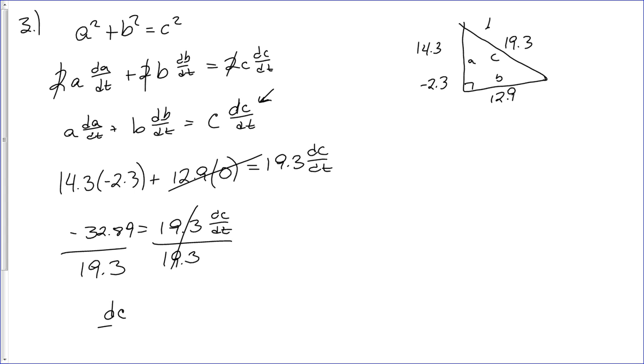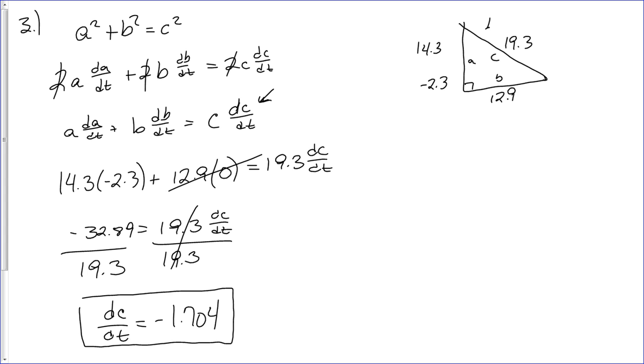So dc/dt, which is the rate at which the ladder itself is collapsing, is negative 1.704 feet per second. Now keep in mind, the 1.70 will remain the same, but this 4 will vary depending on how much you rounded.